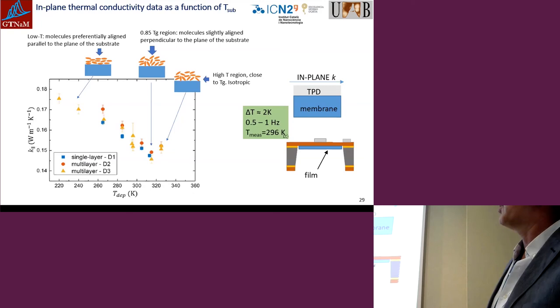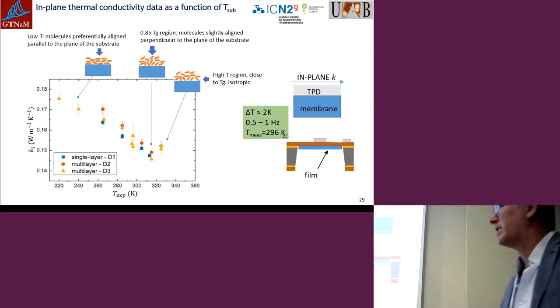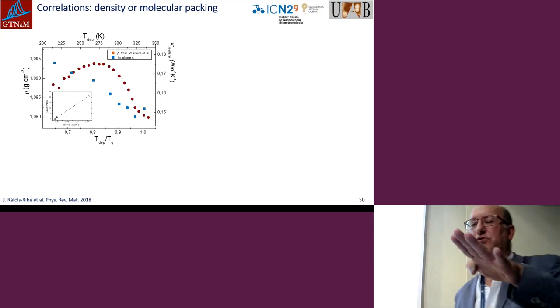Okay, these measurements are done with a delta T of 2-3 K, with a frequency of 0.51 hertz, and they are done at a single temperature. So we grow the films at different temperatures, then we go to 296 K, and we measure the conductance at this temperature. We want to understand what the correlation of the thermal conductivity is with either density or molecular anisotropy. So does density influence thermal conductivity?